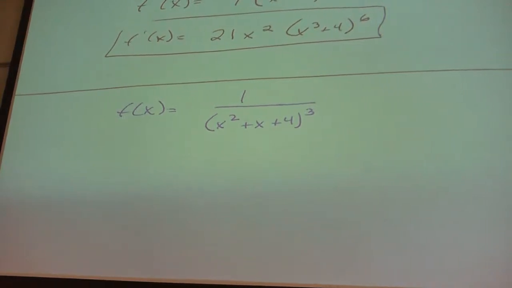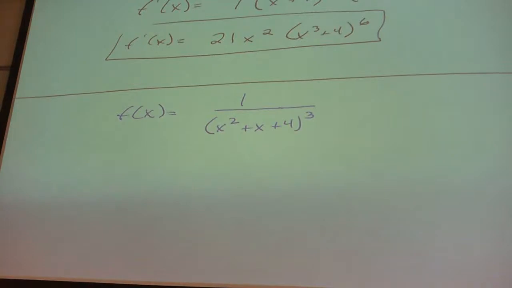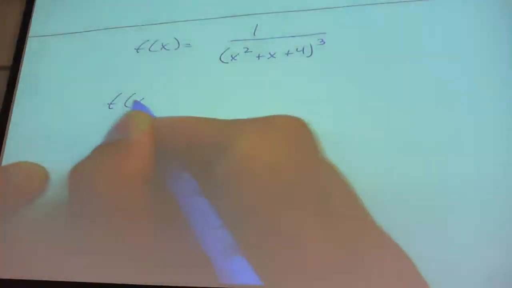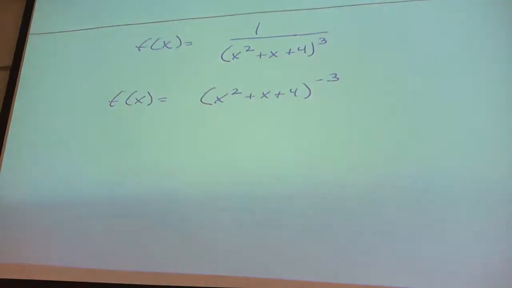Remember, when you rewrite it, it's f of x. When you take the derivative, it's f prime of x. Now let's make sure we get the rewrite correct. So when I rewrite it, this will be in parentheses x squared plus x plus 4, but raised to the what? Negative 3. So rewrite it first. And that's algebra, exponents, we've covered it. You gotta know that. Then take the derivative.